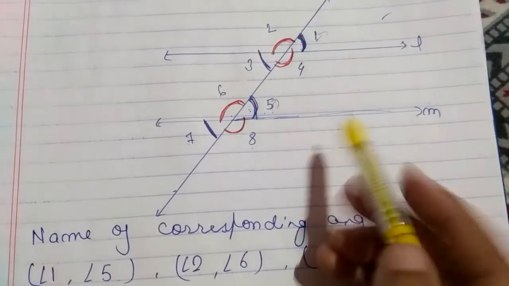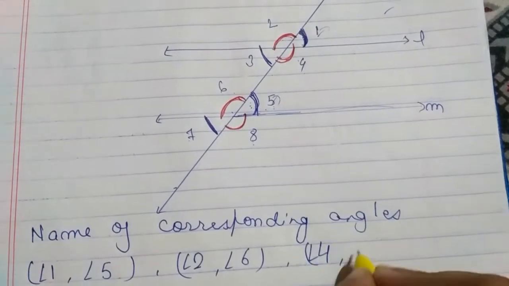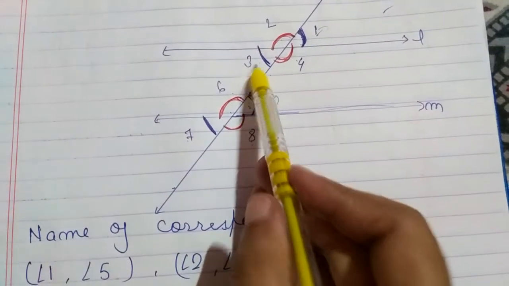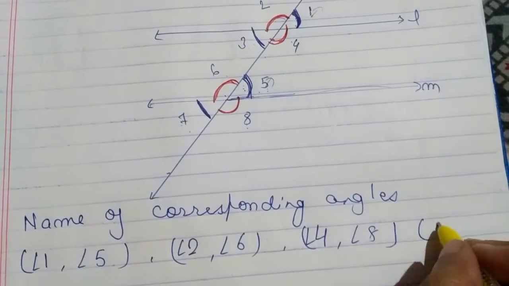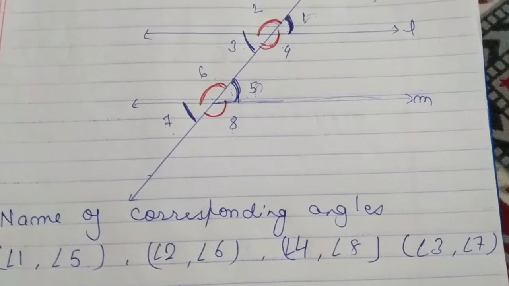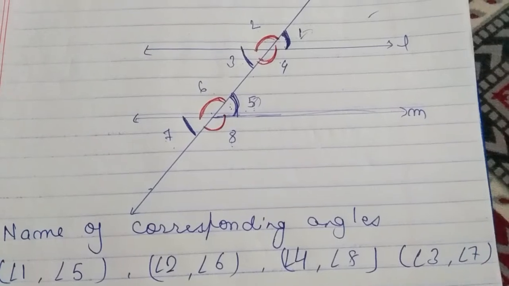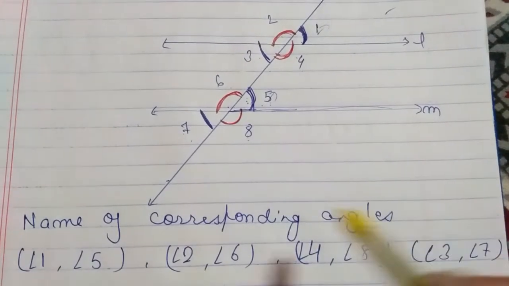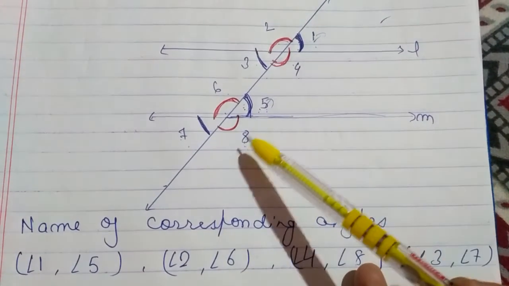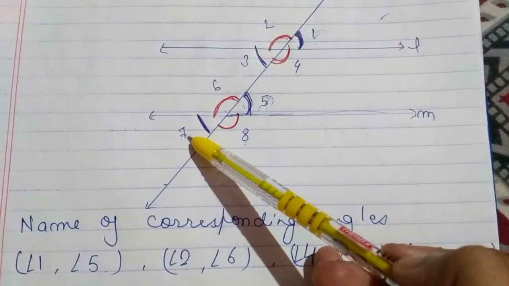Next, 4 corresponds to 8, and last, 3 corresponds to 7. Angle 3 corresponds to 7. Okay, so this is how you can say corresponding angles. This is the name of corresponding angles: 1 corresponding angle of 5, 4 corresponding angle of 8, 2 corresponding angle of 6, 3 corresponding angle of 7.